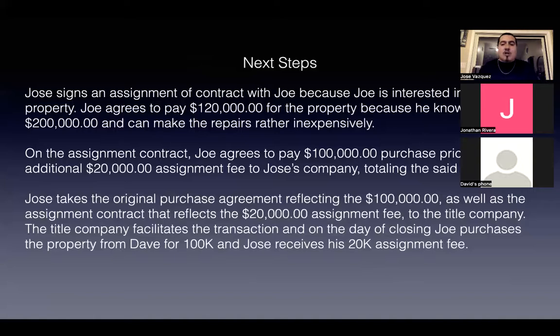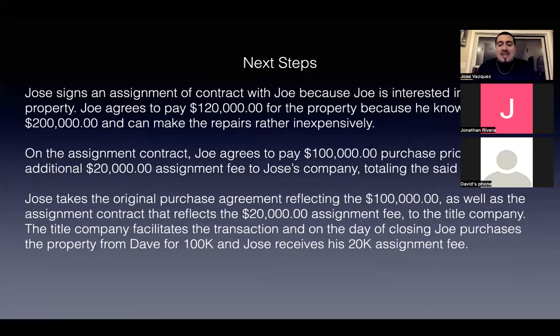So after talking to Joe, him understanding the process, he's comfortable with doing that. So we move along, he gives his deposit, whatever. We move along and we take the original purchase agreement that reflects the $100,000, as well as the assignment contract that reflects the $20,000 assignment fee.